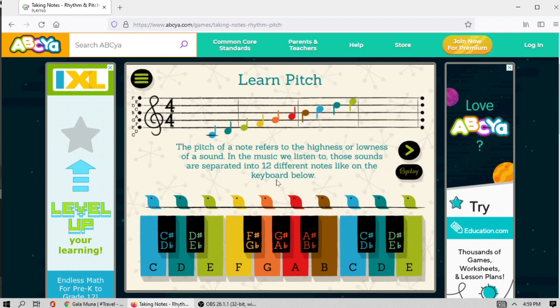The pitch of a note refers to the highness or lowness of a sound. In the music we listen to, those sounds are separated into 12 different notes, like on the keyboard below.